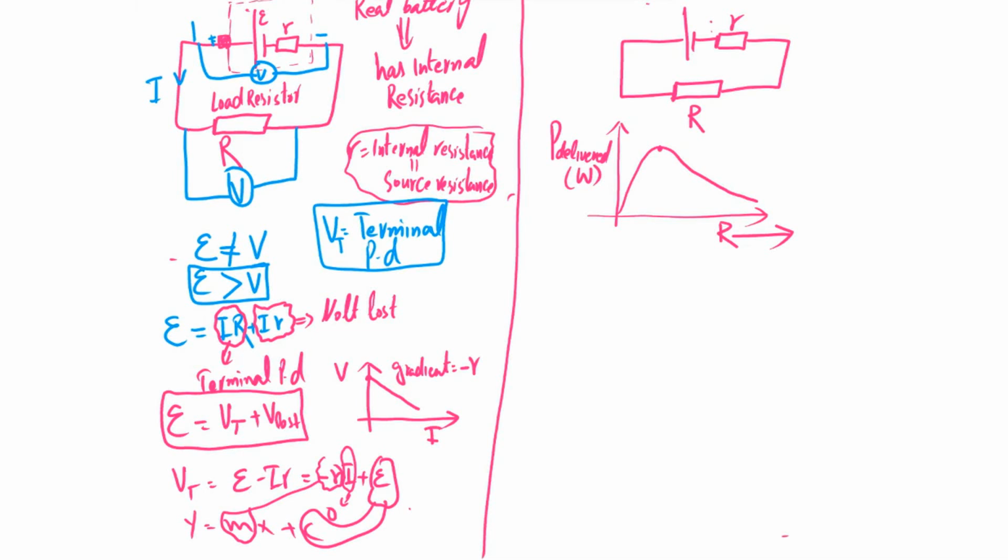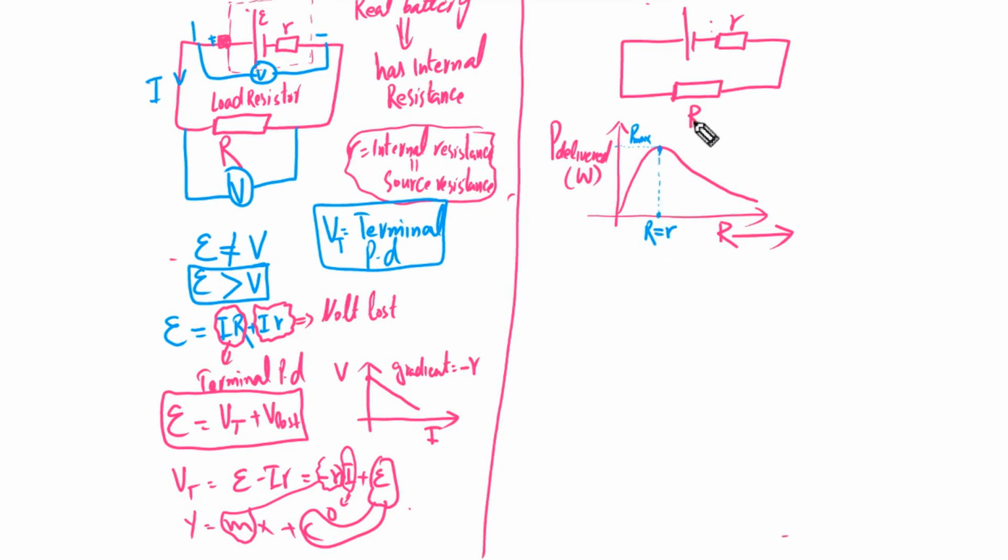I have seen in a physics board, often they ask about this question. It's a kind of typical question, so you have to understand it. At this point, P is the maximum. So what is the value of resistance here? This value is when capital R is equal to small r.